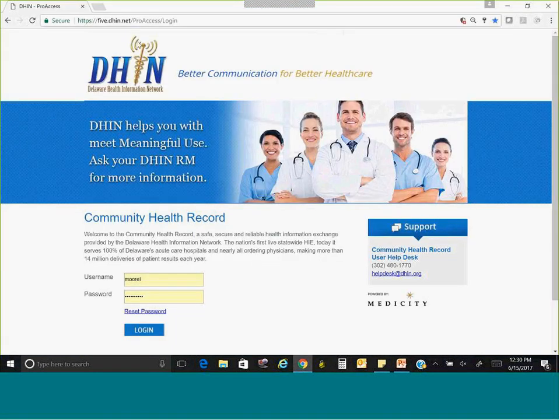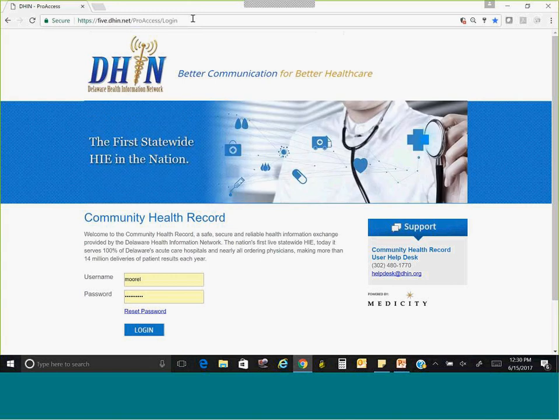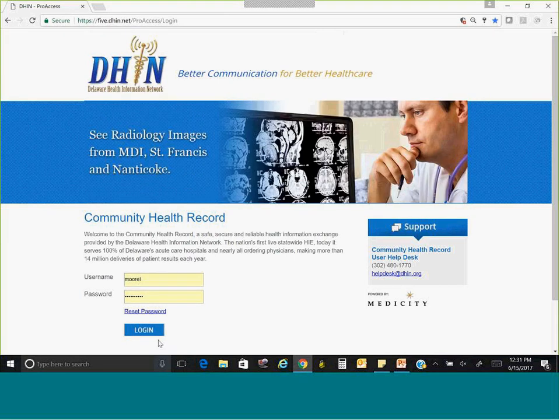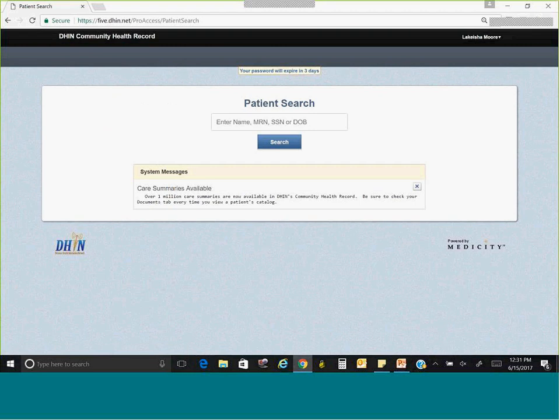Most of you have access to the DHIN Community Health Record. If you don't, we'd love to get you enrolled and started on it. Right now I'm going to log in, and we're going to look at a test patient together. My password's about to expire, but I'm going to do that a little bit later. I've got 3 days.